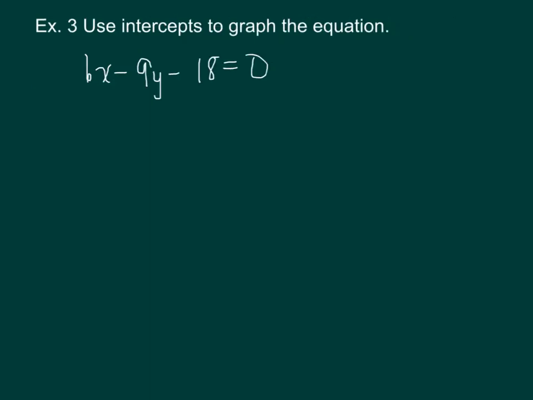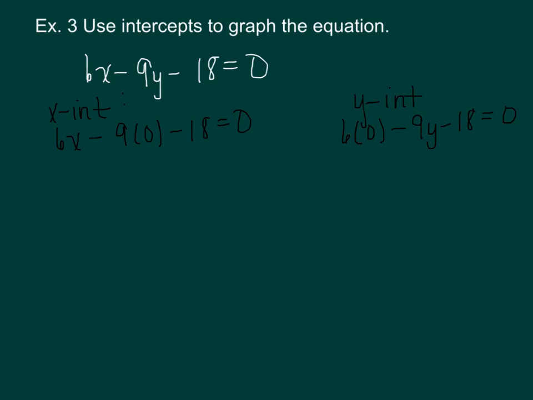For our last example, for example 3, we're going to use intercepts to graph the equation. So we're going to find the x-intercept, and we're going to find the y-intercept. Alright, to find the x-intercept, you're going to plug in 0 for y, and you're going to solve for x. For y-intercept, you're going to plug in 0 for x, and then you'll solve for y.